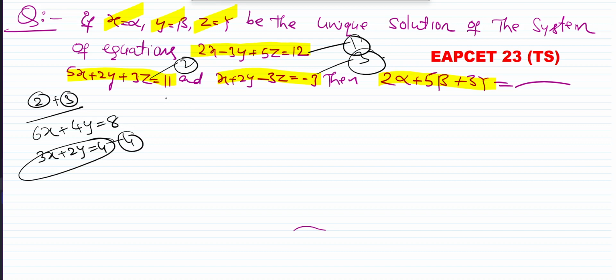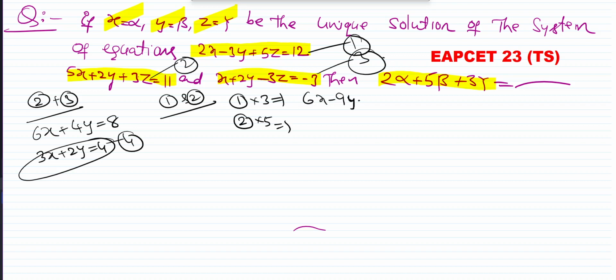And now solving the first and second equations, eliminating z from the 1 and 2 equations. The first equation is multiplied by 3 and the second equation is multiplied by 5. The first equation multiplied by 3 gives 6x minus 9y plus 15z is equal to 36. And the second equation multiplied by 5 gives 25x plus 10y plus 15z is equal to 55.